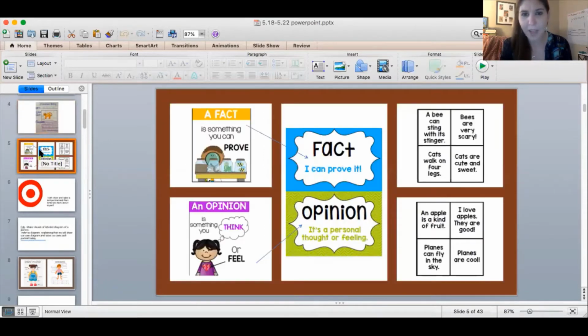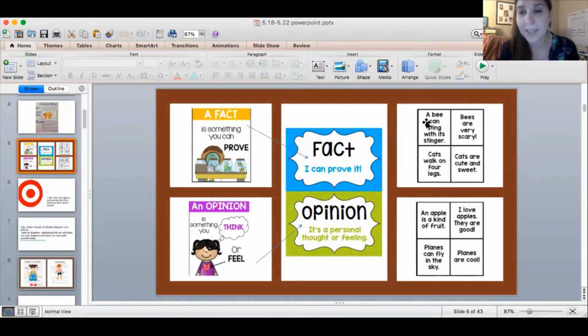Now I keep saying the word fact. What is a fact? Well, a fact is something you can prove. Something you can prove. It means it is a real thing that it cannot be disputed. It's different than an opinion. An opinion, it's okay to have opinions, but an opinion is something that's personal to us. It's something that is just how we think or how we feel about something. It doesn't necessarily make it a fact.